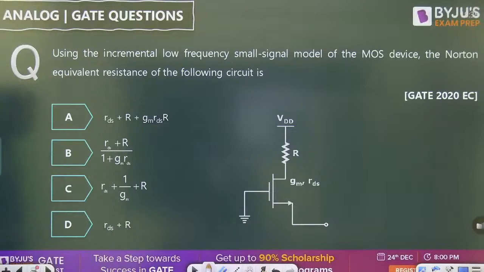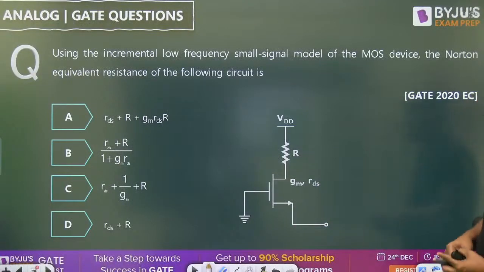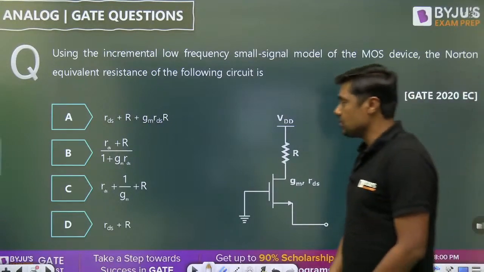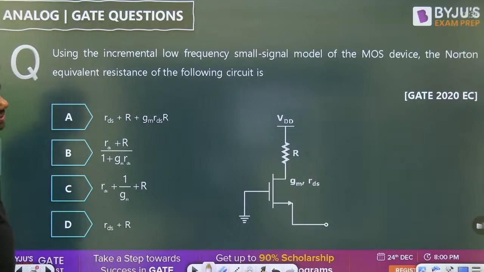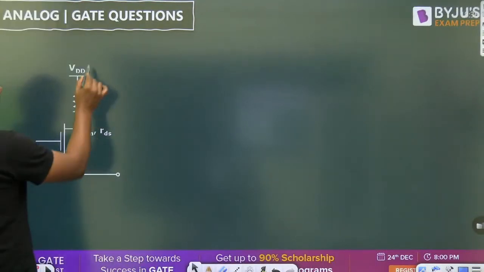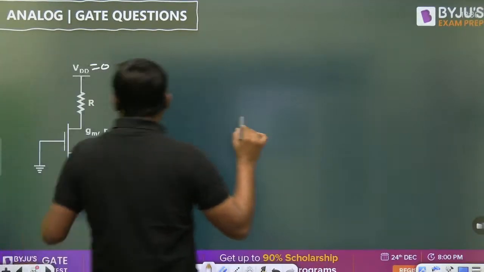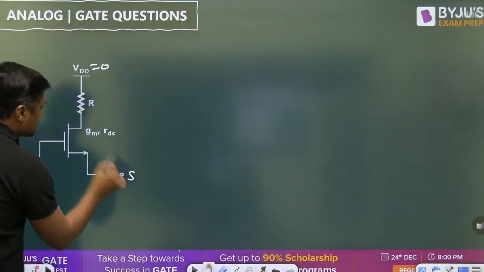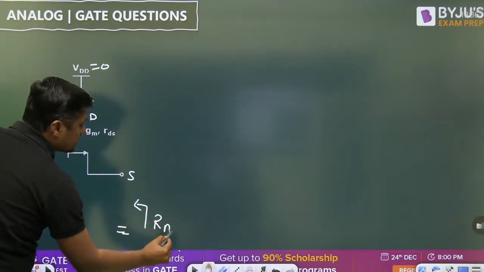Now the next question. That is a question on a simple MOSFET. What is the Norton's equivalent? Using the incremental low frequency small signal model of the MOS device, find the Norton equivalent resistance of the following circuit. In this case, you have to draw the small signal model, and in a small signal model, all the DC sources will act as 0. Here this is the source, this is the drain, this is ground. Here we have to calculate the Norton's resistance.